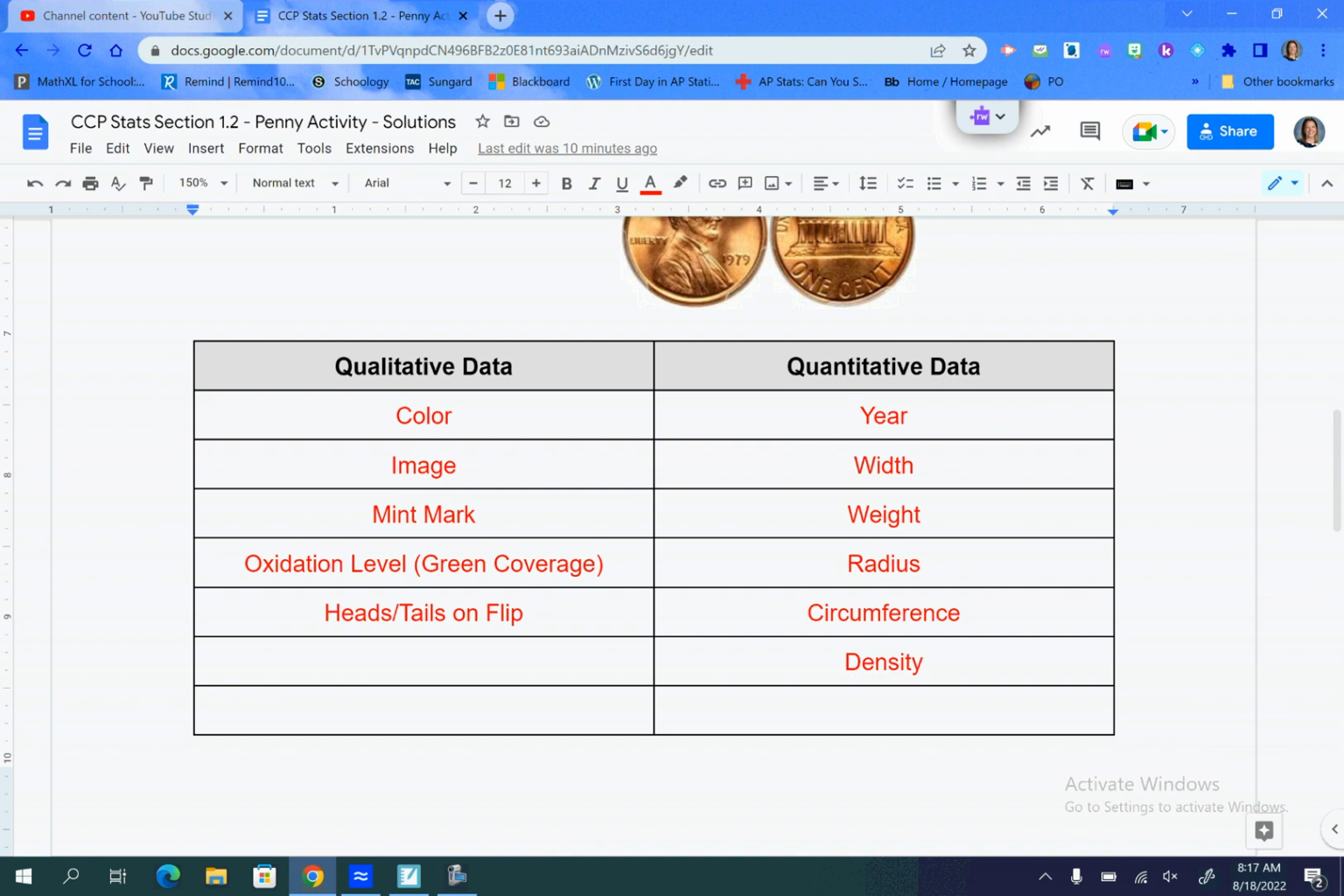We can measure years, width, weight, circumference, radius, density, diameter. I don't know what else isn't up there. Anything else you guys had that I don't? So do we want to add to either list?